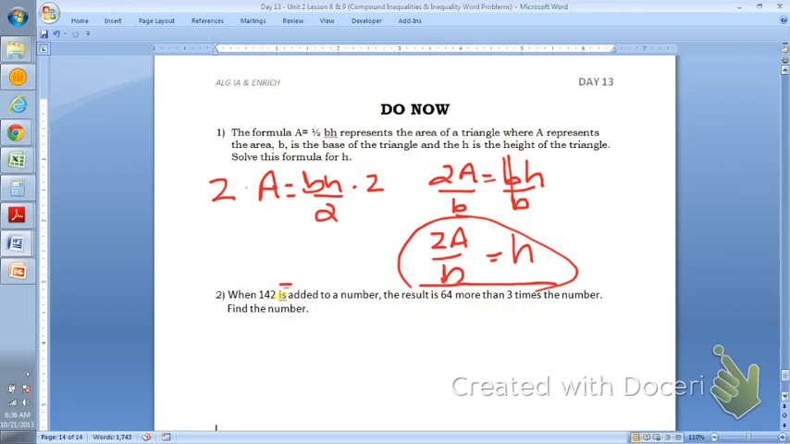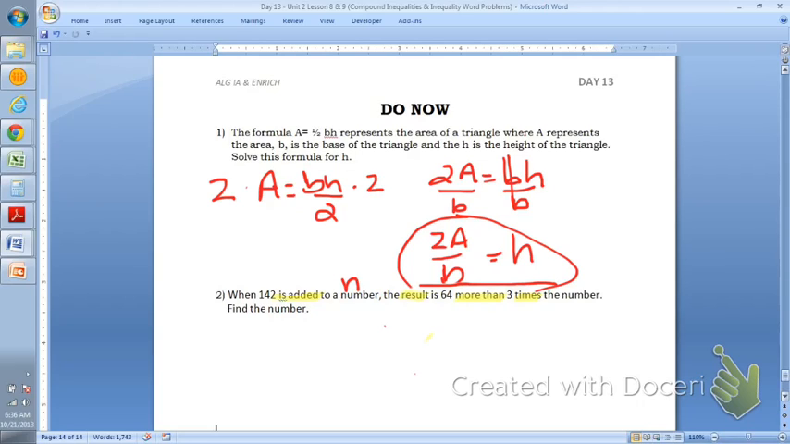And there's another, or it says is added to. So let's take off that equals right there. Added is probably that key word in there. A number, we don't know what that number is, so let's just use the letter N. The result, that could be a keyword for equals, is 64 more than 3 times the number.